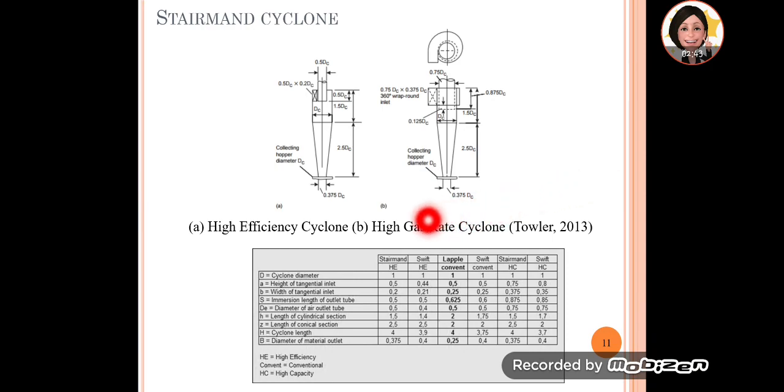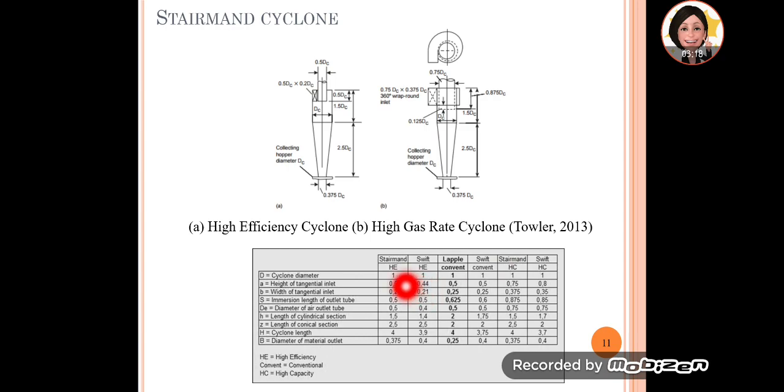So this is also another diagram showing the high efficiency cyclone and the medium efficiency or high gas rate cyclone, where you can see the height is about the same, but the orifice for the high efficiency is comparatively smaller than the high gas rate cyclone. So these ratios are quite standard, but they differ slightly for different types of cyclones.